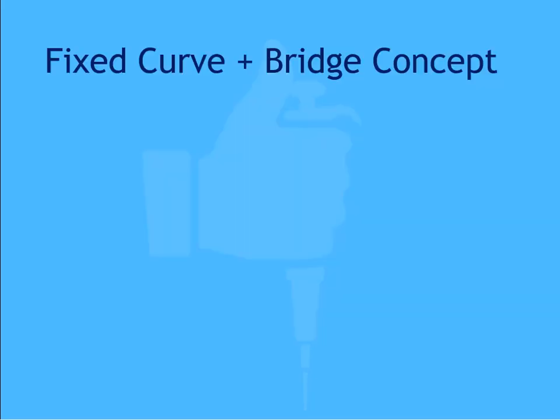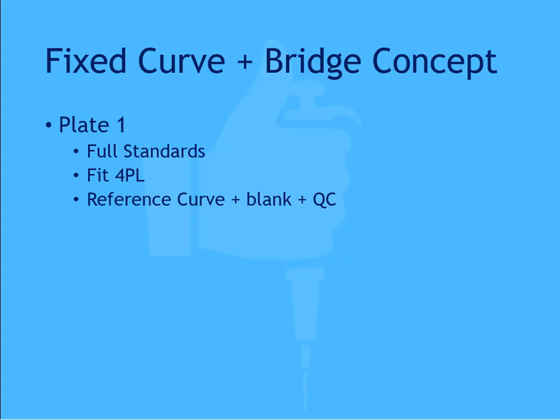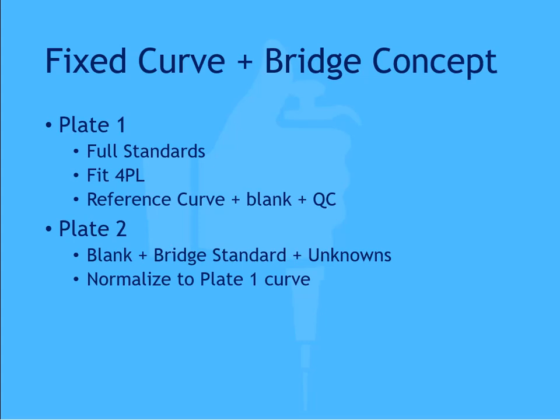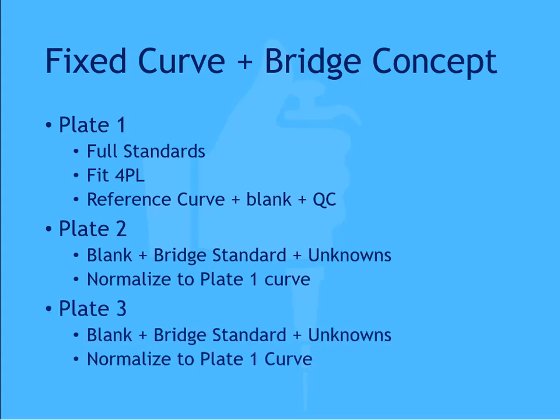This method can be thought of as a curve transfer approach. The first plate contains the full calibration series and is used to fit the 4PL model. This provides the reference curve. Each subsequent plate includes a bridge standard at a known concentration. The expected response for that bridge concentration is calculated from the reference 4PL curve. The observed bridge response on the later plate is then compared with the expected response. The difference between the expected and observed bridge response is used to calculate a plate normalization factor. This factor is applied to the sample responses on the same plate before the concentrations are interpolated from the 4PL curve.